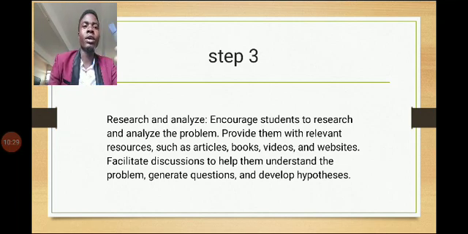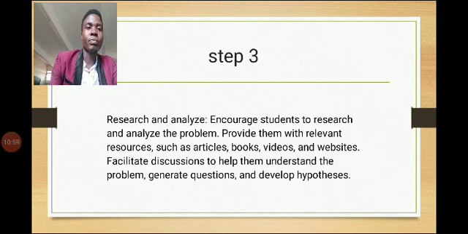I'm going to take you through step 3, how we can use problem-based learning to foster learning. And I'm going to talk about research and analyze. As your teacher, you have to give students tasks. This encourages students to research and analyze the problems.